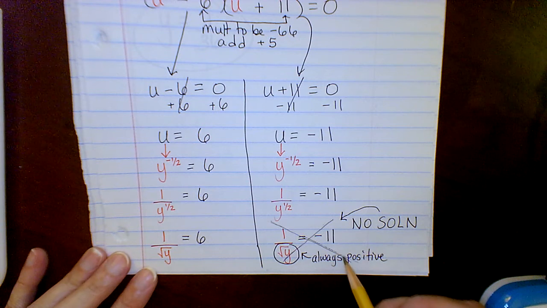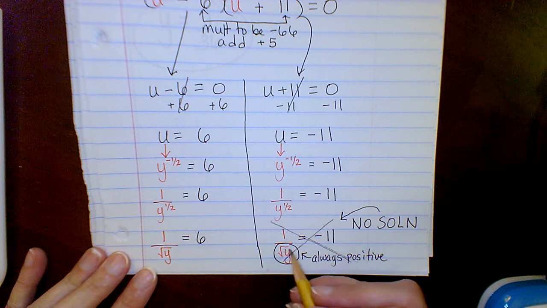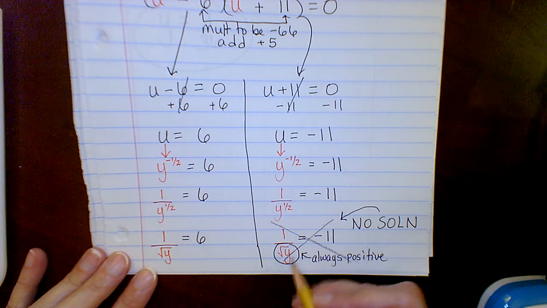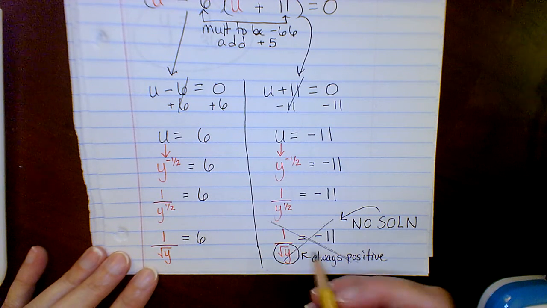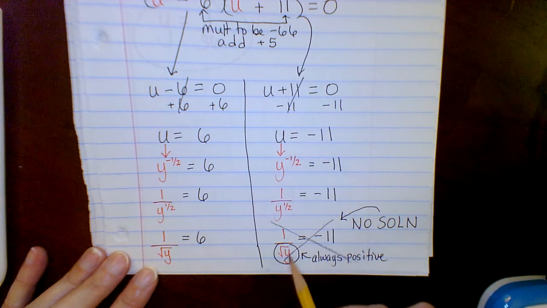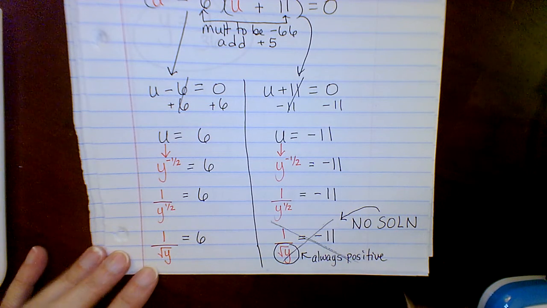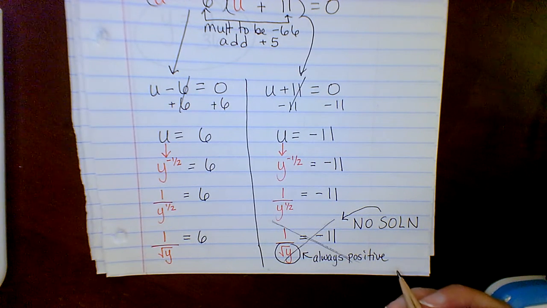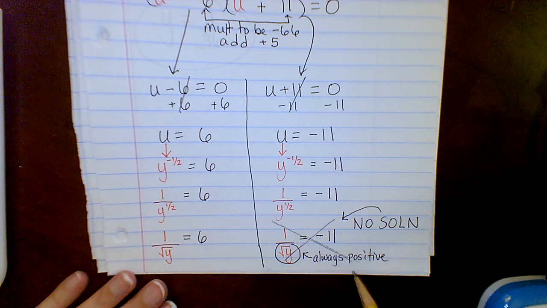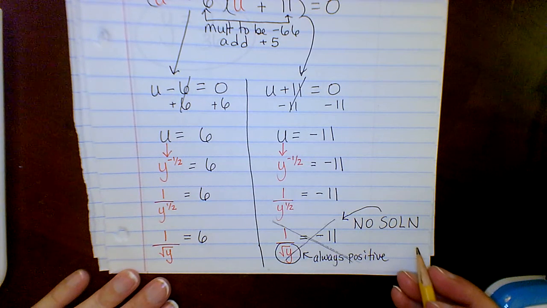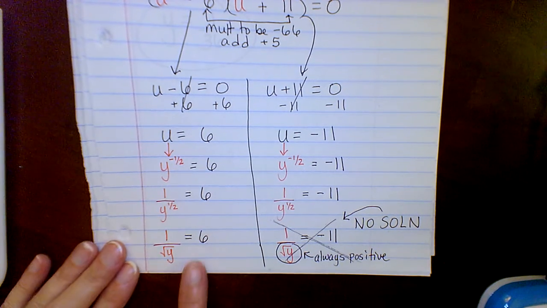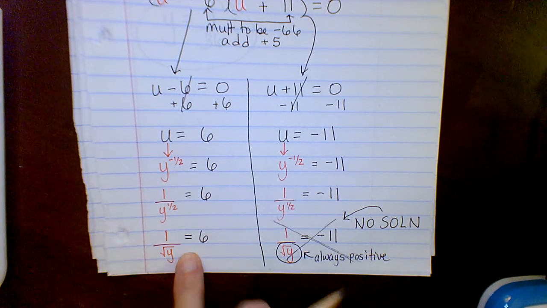Now don't get this confused with I can take the square root of a negative number and get an imaginary number, but I cannot take the square root of anything and get a negative answer. It's always positive, so there's no solution for that. So that means my only solution is going to come from this one.